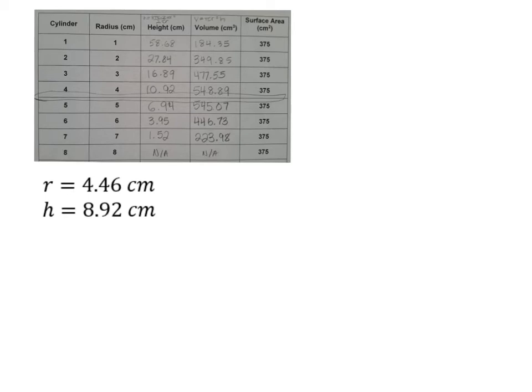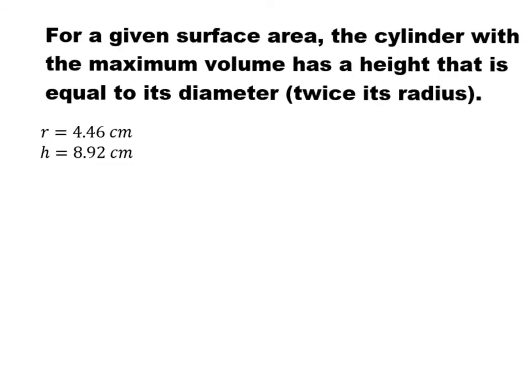In fact, the dimensions which provide the maximum volume for a cylinder for a given surface area of 375 meters squared are a radius of 4.46 centimeters and a height of 8.9 centimeters, which would give us a volume of about 557 centimeters cubed. This brings us to an important geometric fact.